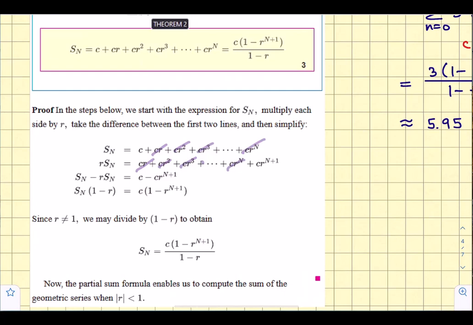The only things that are going to be left are the c and the c times r to the n plus 1. And we're subtracting them, so we get this right here. And so that's what this difference is. Now, when you look at the left-hand side, we can just factor out an S sub n and divide both sides by 1 minus r, because we know that r is not 1, so we're not dividing by 0. And so we get the formula that was claimed up here. It's actually a very straightforward algebra proof.